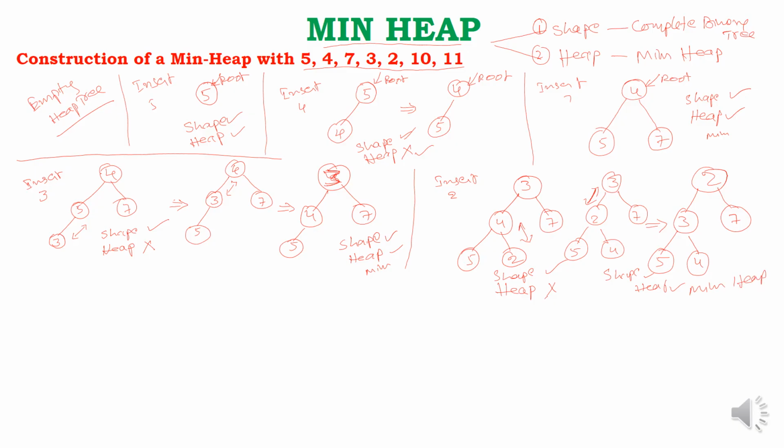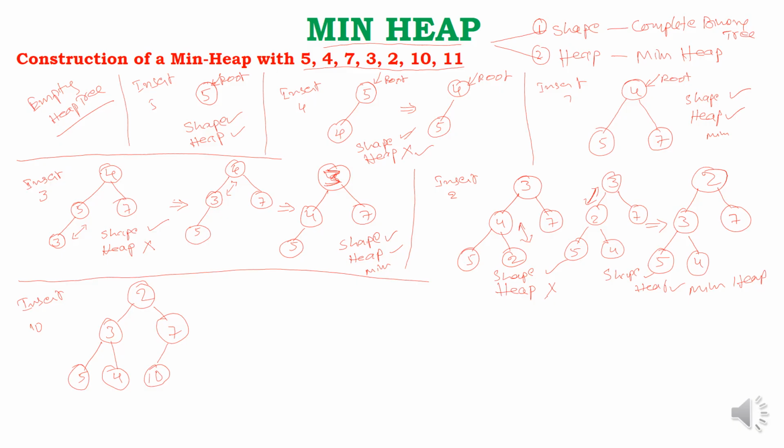Now try to insert next node 10. Insert 10. So we are going to insert 10 at the end of the heap. 2, 3, 7, 5, 4. Next possible location to insert 10 is left of 7 in the level 2. Level 0 is completely filled, level 1 is completely filled, level 2 there is a possibility of inserting an element. So the element is inserted as left of 7.